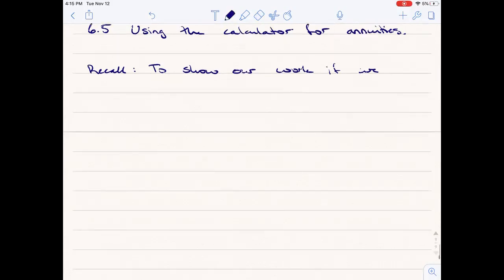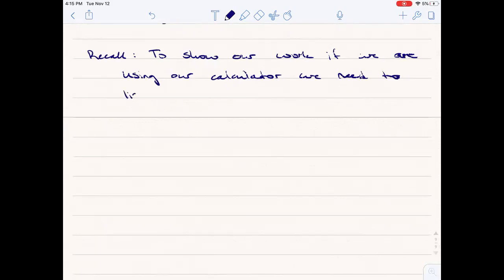If we are using our calculator, we need to list all our inputs, and I want them in this order. And the writing's getting harder and harder to read. In this order.